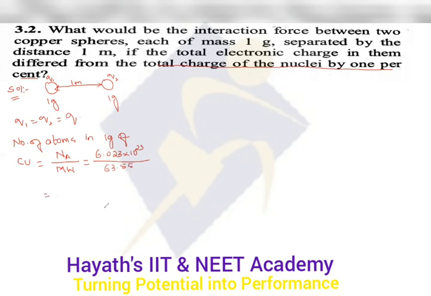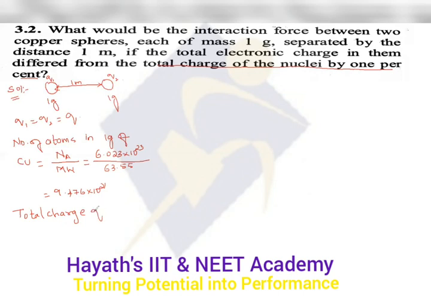I would like to write the direct solution here. That is 9.476 into 10 power 21. So these are the number of atoms in 1 gram of copper. Once we got the number of atoms in 1 gram of copper, first of all we'll find out the total charge, and then we have to take out its 1%.